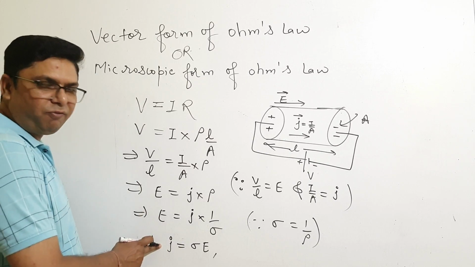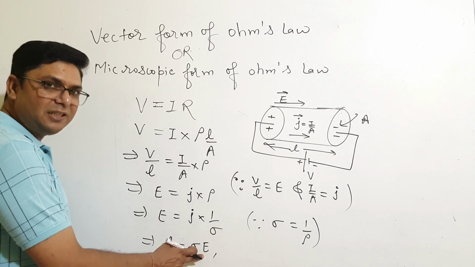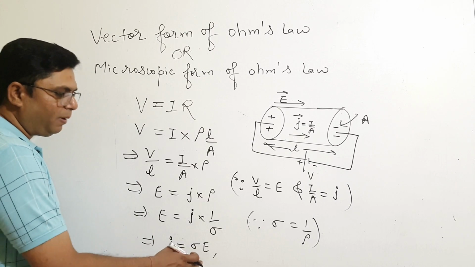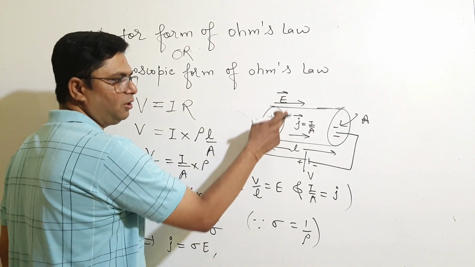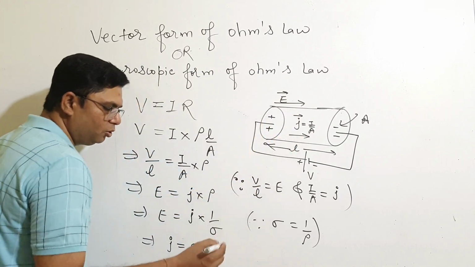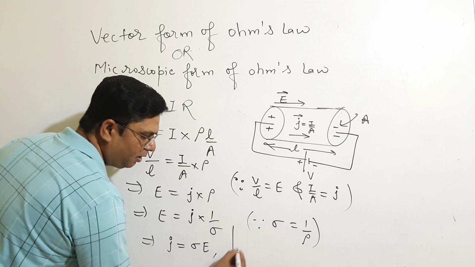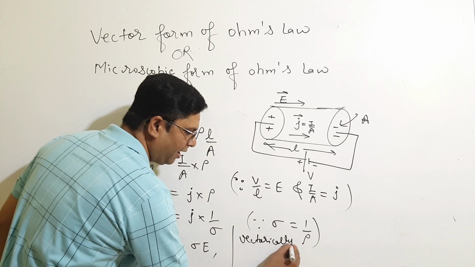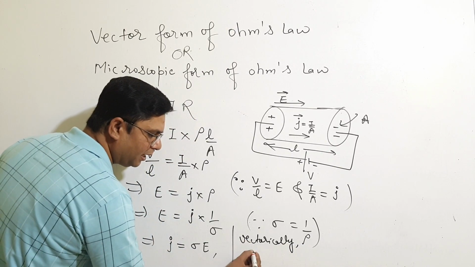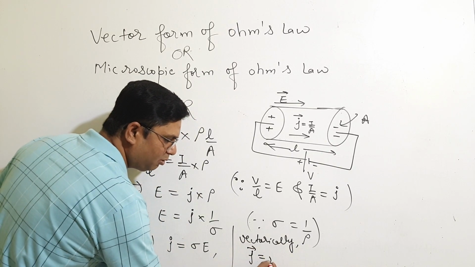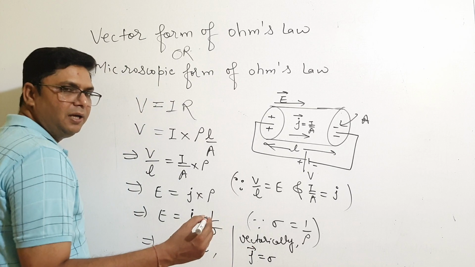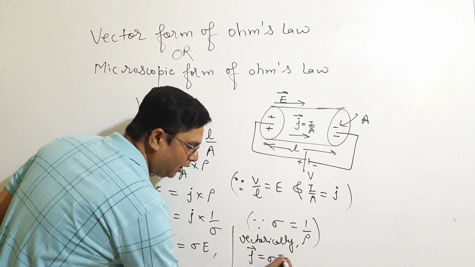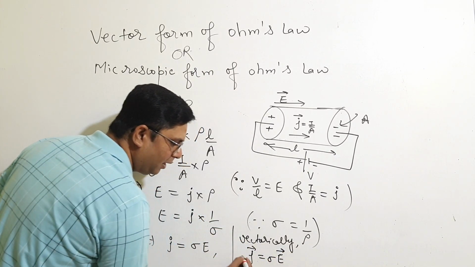J is a vector, electric field E is a vector, and these two vectors are along the same direction. So you can write vectorially, J, the current density, equals sigma, the conductivity, into electric field E.